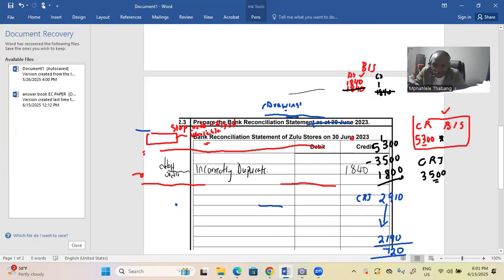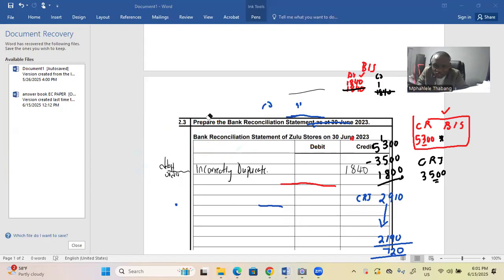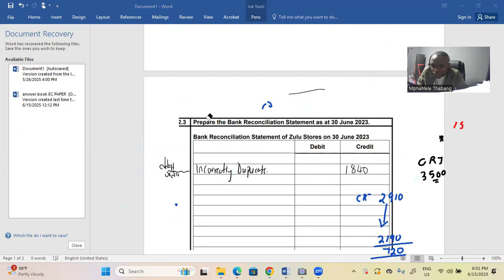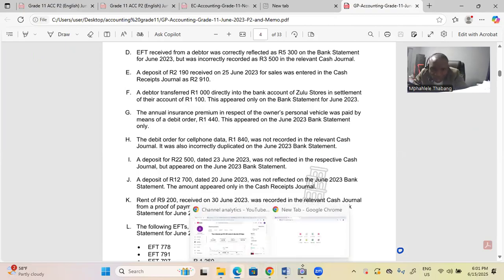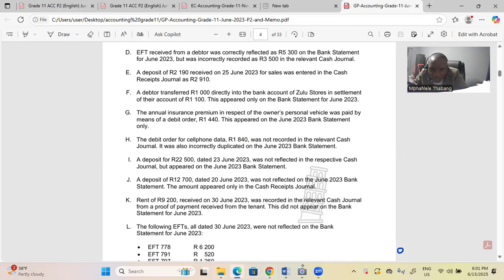1,840. Do not be confused by this. Let me just erase this. Let me erase all the stuff here. You only see the credit entry of 1,840. Okay, grade 11s. Okay, now let's go to I.